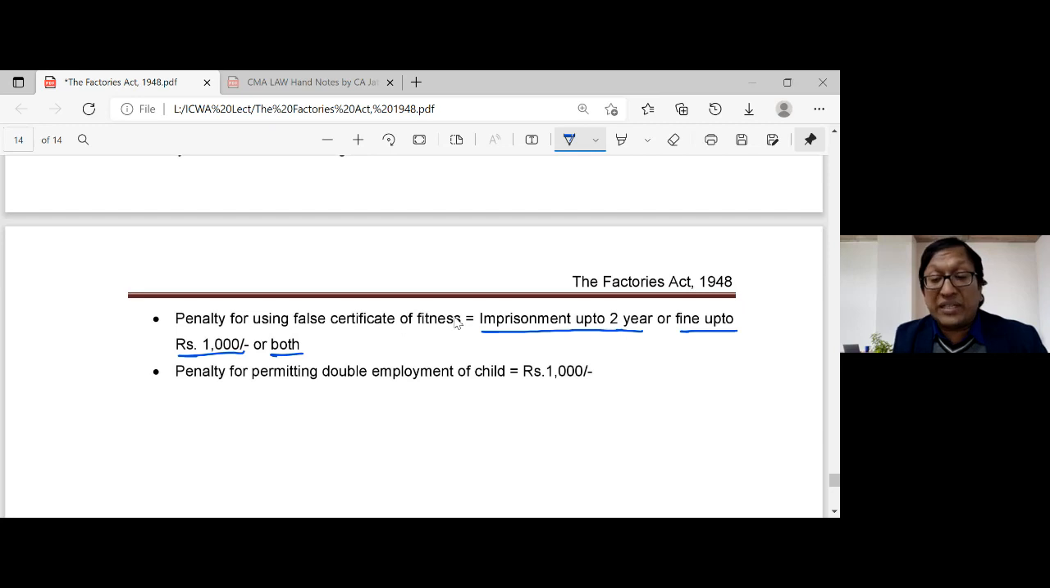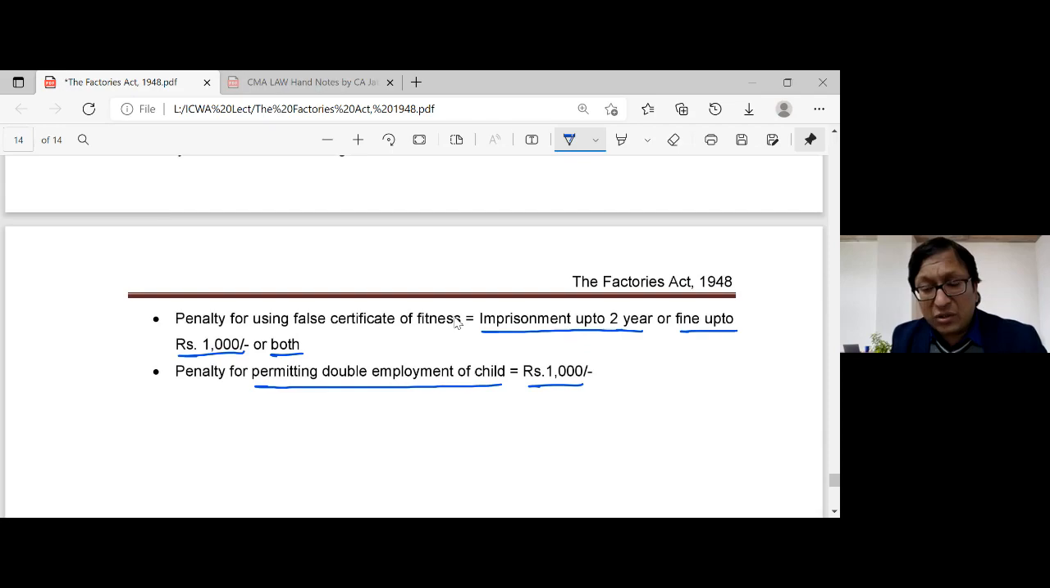And penalty for permitting double employment of children. If you are employing children in your factory and permitting double employment, like they are working for 9 hours or working in different factories. In one factory they work for 4.5 hours and in the other factory another 4.5 hours. Again, the penalty is 1,000 rupees.